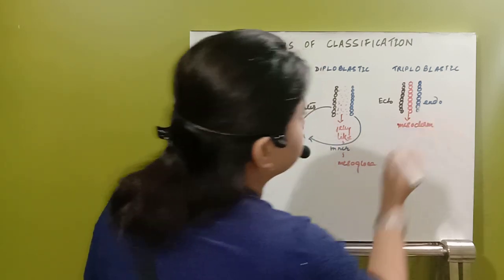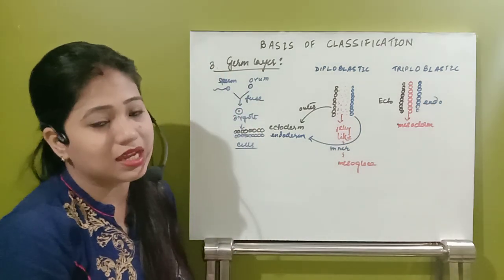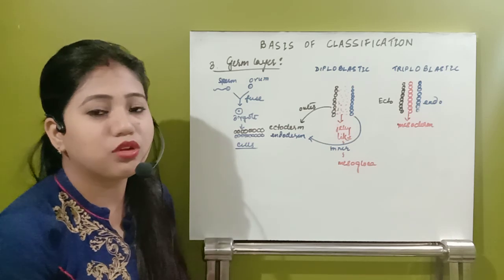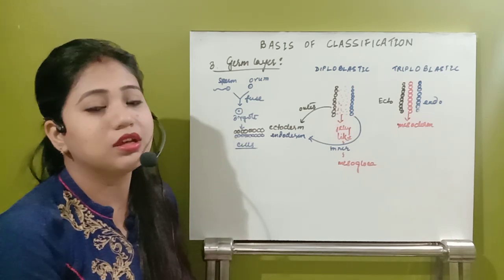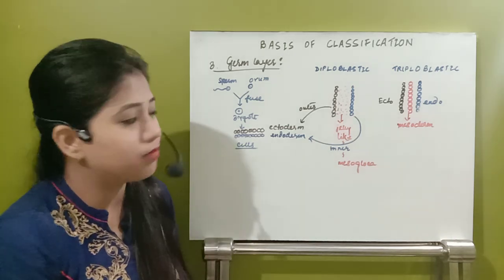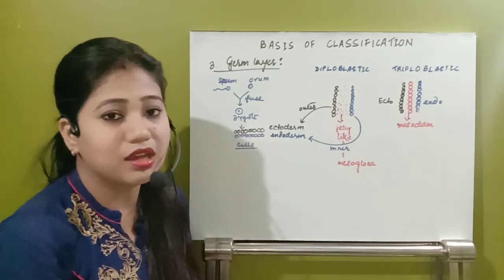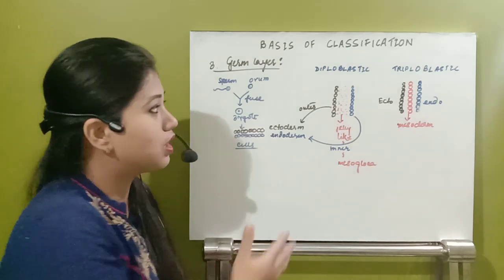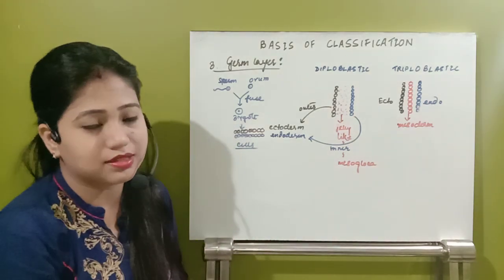So those animals where in the embryonic state they form ectoderm and endoderm, along with that in between ectoderm and endoderm they also can form the third germinal layer, that is mesoderm. That type of animals, they are known as triploblastic animals. Now just see the organisms which will come under diploblastic and triploblastic.